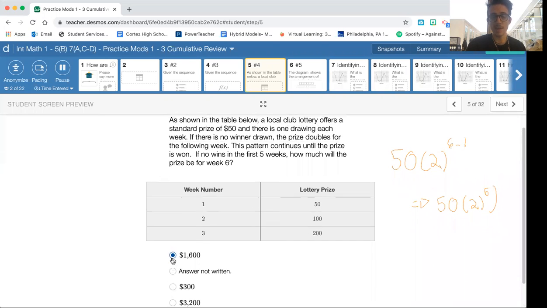So notice I had to make the equation to make this thing a reality, or you could have just kept multiplying by 2. That's another option you have. If you want to keep doing that, go for it. And you see pretty quickly that 1600 is the best option there.